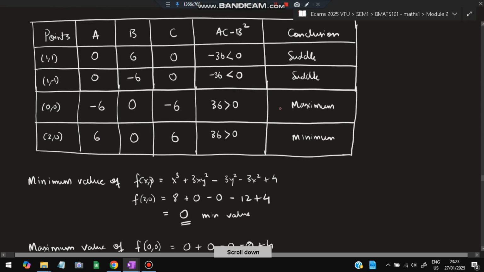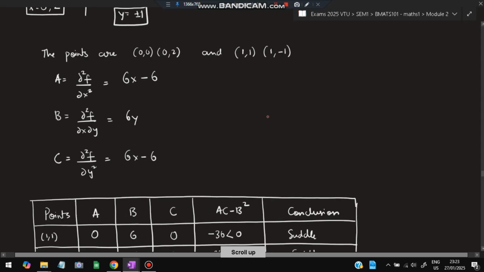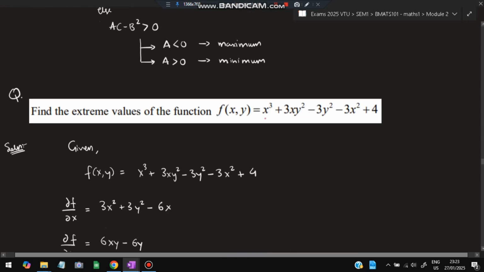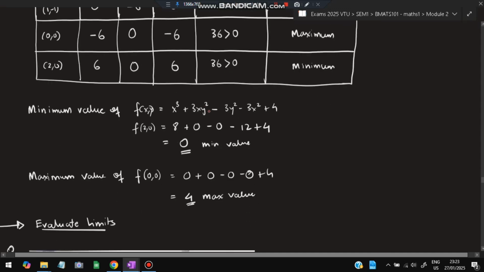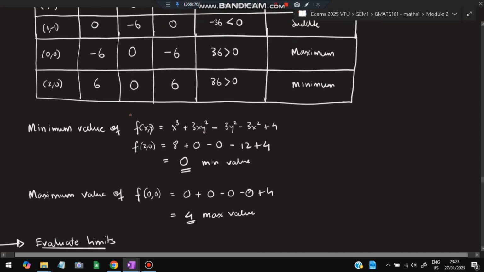Okay, and also if they ask the question to find out the minimum value at, okay, they are not asking anything here. So this is the thing. You have got these values here, and the maximum and minimum we have got here: it is maximum at this point and minimum at this point. But what is the maximum value, what is the minimum value, in case they ask that in the question also, then you have to do the following step.